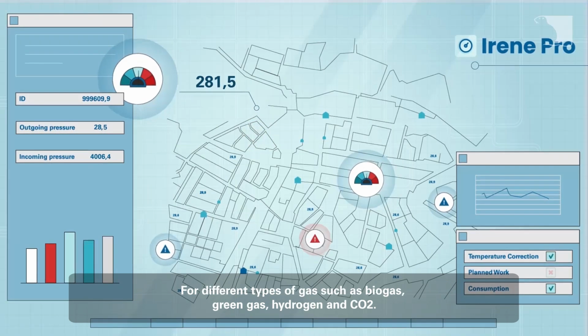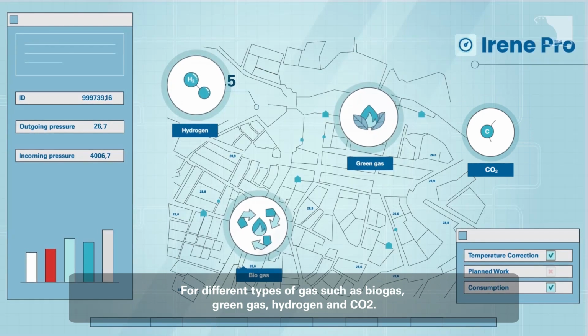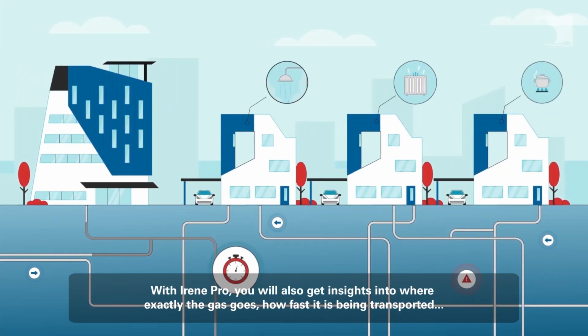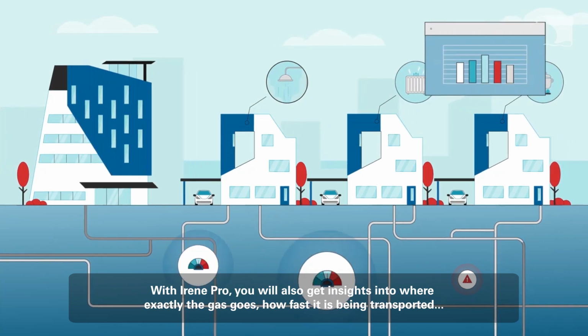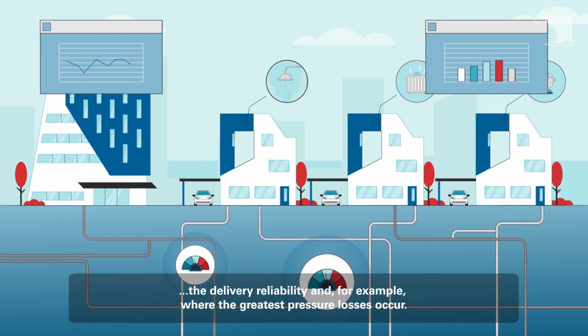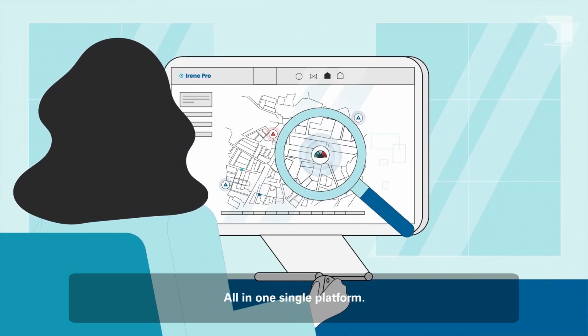For different types of gas, such as biogas, green gas, hydrogen and CO2. With Irene Pro, you will also get insights into where exactly the gas goes, how fast it is being transported, the delivery reliability, and, for example, where the greatest pressure losses occur. All in one single platform.